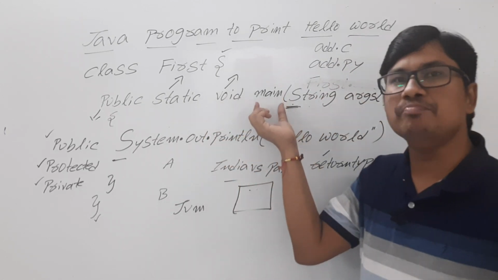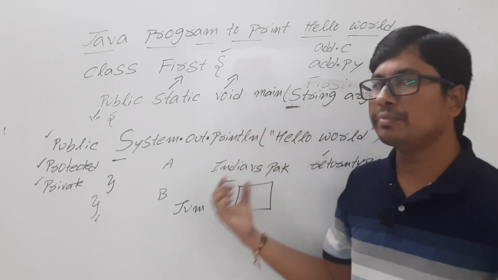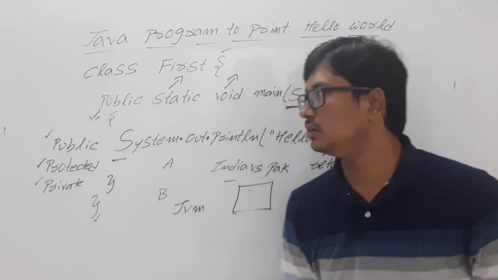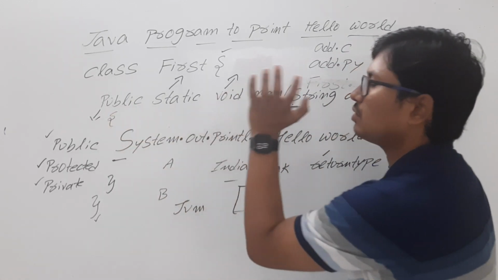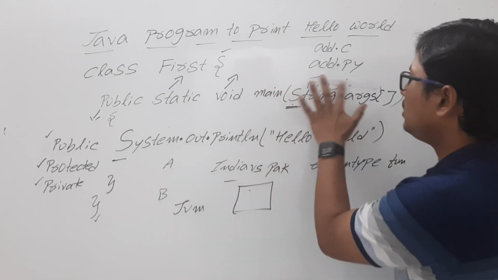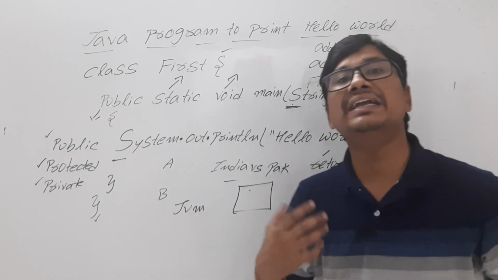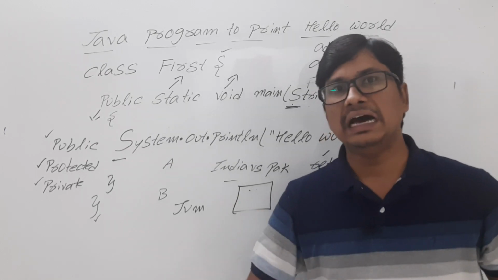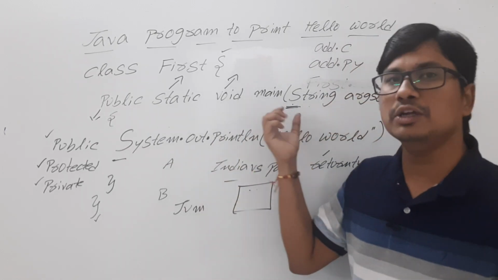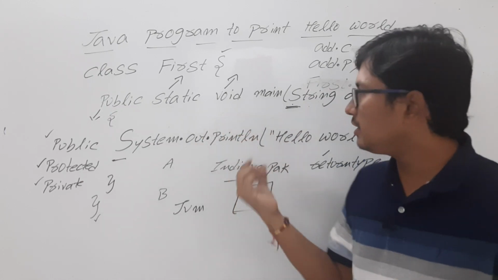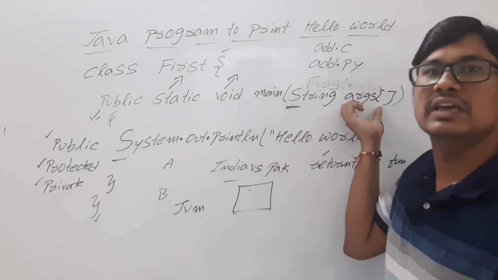And main is the method where the program execution will start. So I hope you have understood all the 4 keywords. Now let me discuss what is String args. These are command line arguments. During runtime, you can give the input. That input will be stored in this args array.